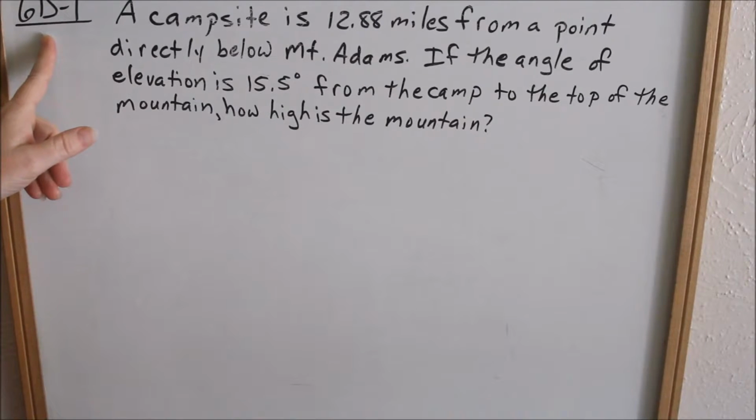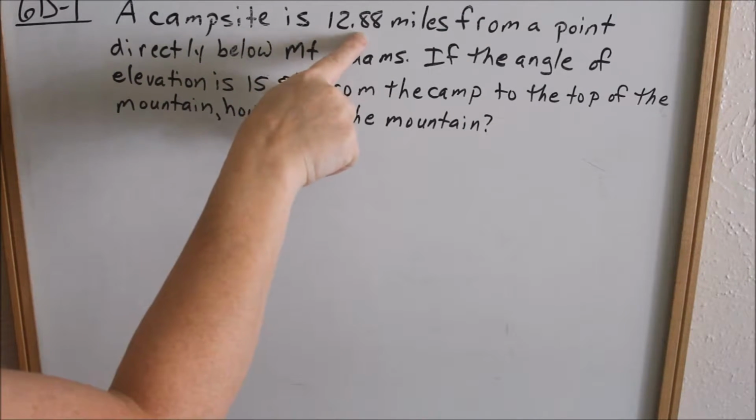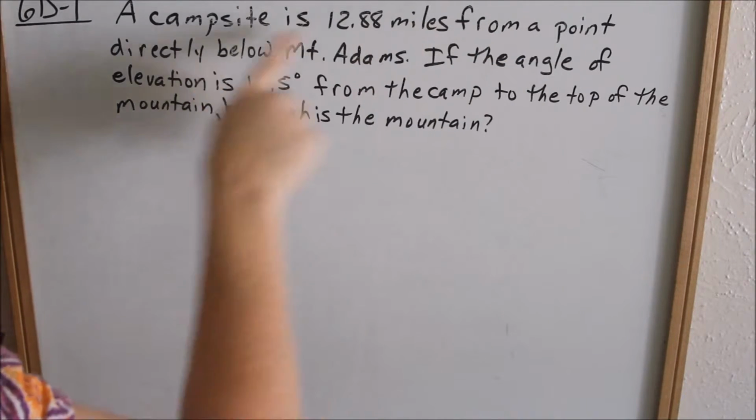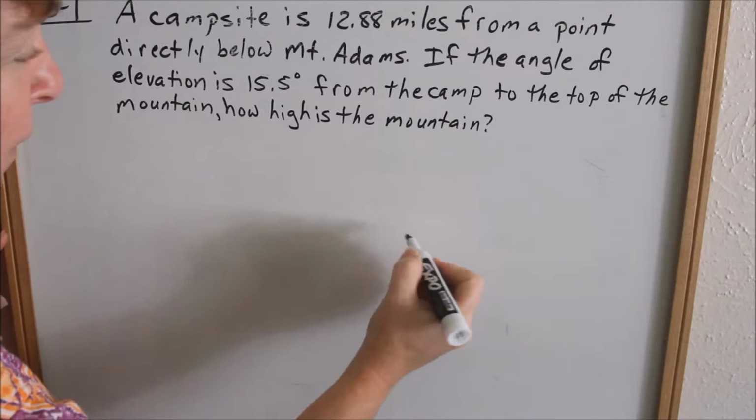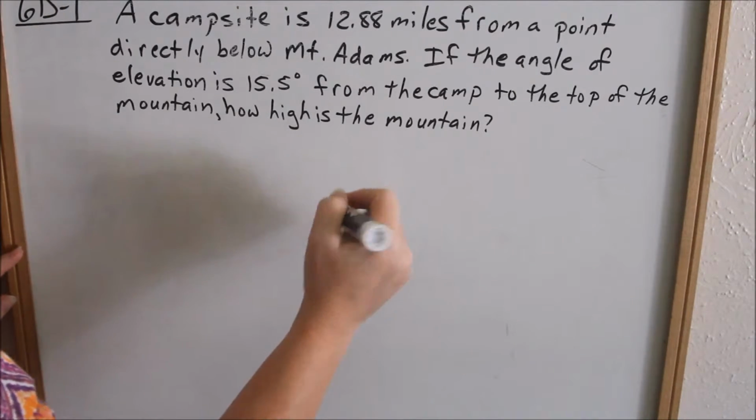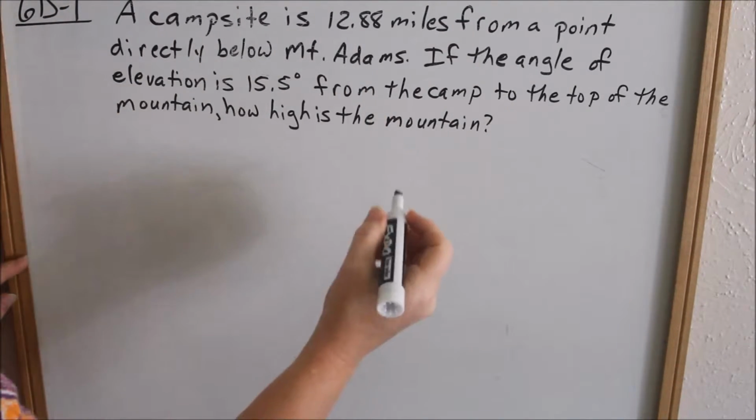Okay, now we're looking at 6D1. I'm just going to read the first sentence. A campsite is 12.88 miles from a point directly below Mount Adams. Okay, so we have some mountain. The key is to be able to draw a correct picture from the words.